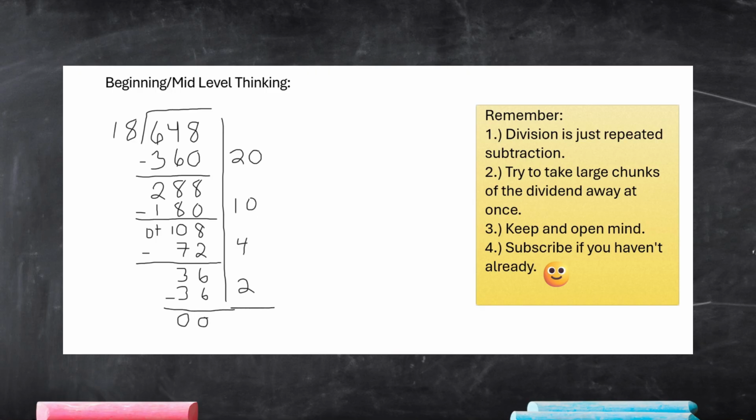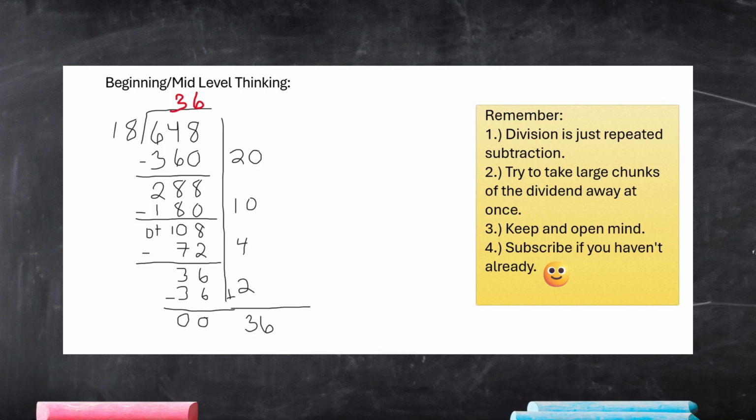Now, assuming that you recorded everything properly on the memory bar, all you have to do is add those pieces up. So 20 plus 10 plus 4 plus 2 gives us a total of 36. So our final quotient for this problem is 36. Excellent job if you stuck with me there.